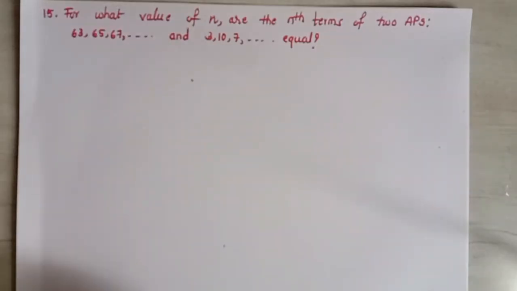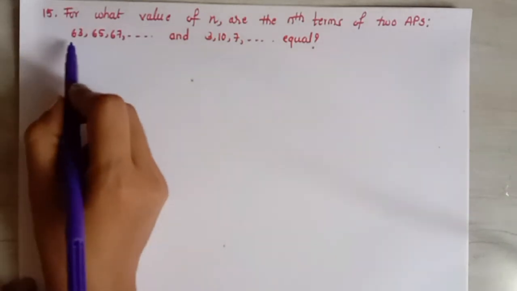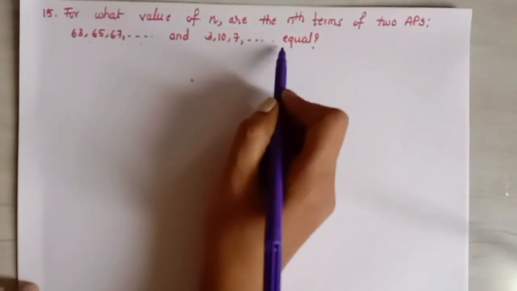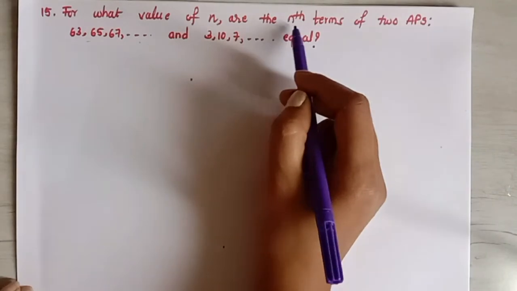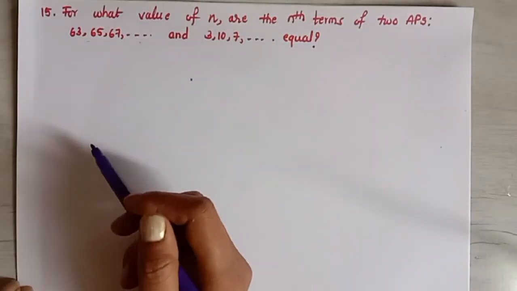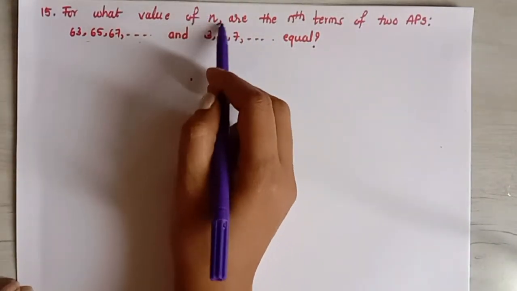15th question is, for what value of n are the nth terms of two APs 63, 65, 67 and so on, and 3, 10, 17 and so on equal. So what does the question say? The question says that there are two APs, this one and this one. So for what value of n, the nth terms of these two APs are equal. Therefore here we have to find n.